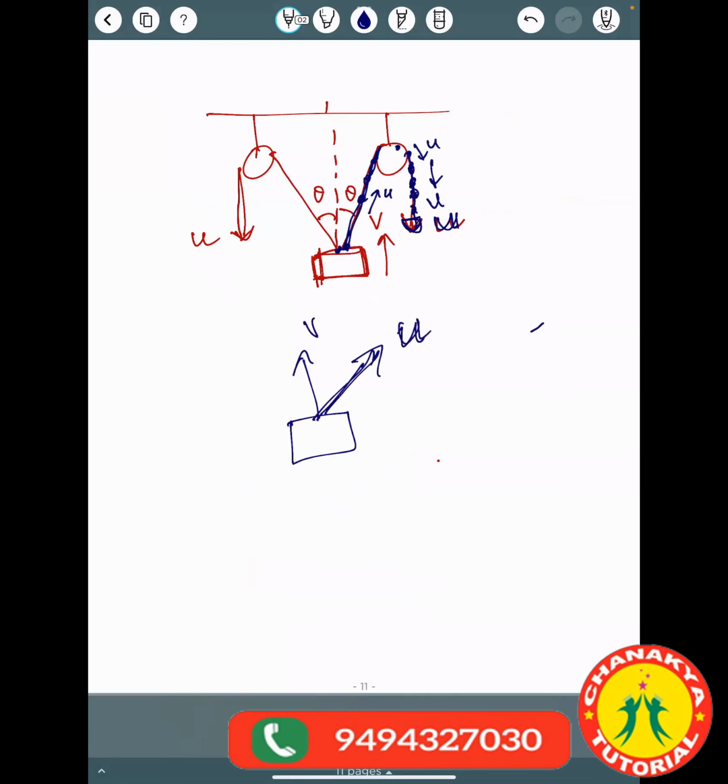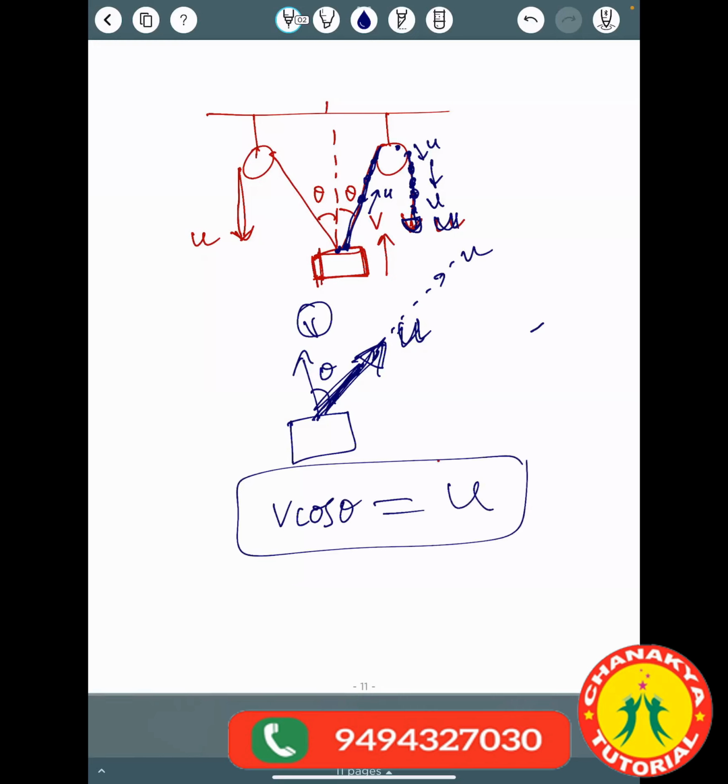Any doubt? Each particle of the string is moving with U, correct? This angle is how much? Theta. So this velocity of the block is contributing how much in this direction along the length? V cos theta. So this should be equal to U, right? Both of them have to be equal.